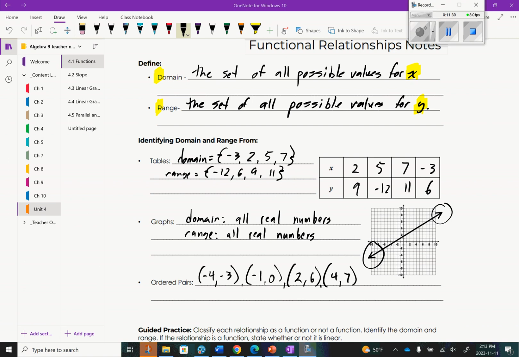If we are given simply a list of ordered pairs, very similar to what we did with the table, we're simply going to, for the domain, list all of just the x coordinates. So in this case, -4, -1, 2, and 4. The range is going to be the list of just the y coordinates: -3, 0, 6, 7.